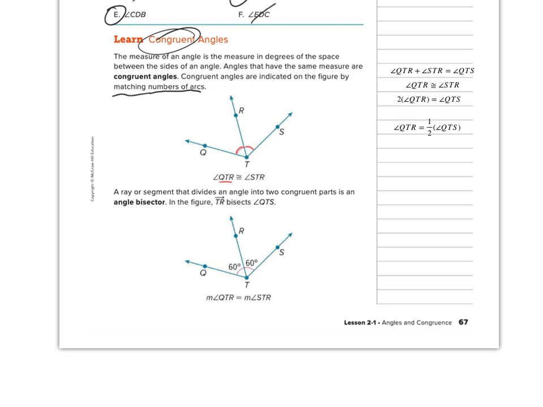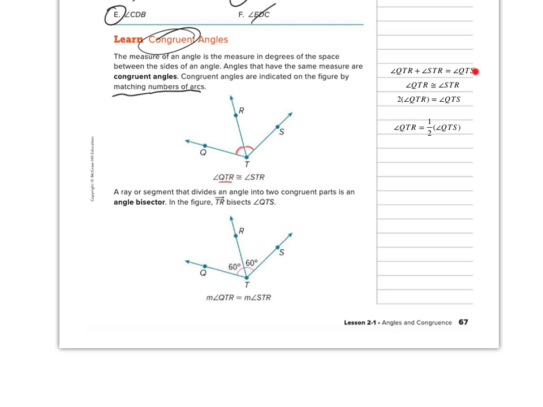A ray or a segment that divides an angle into 2 congruent parts is called an angle bisector. So looking here in this example, TR is a ray or a segment that divides QTS into 2 equal parts. So therefore, this is my bisector. Just like before when we had segment bisectors, we now have angle bisectors. So I know then that the measurement of QTR is going to be the same as the measurement of STR.